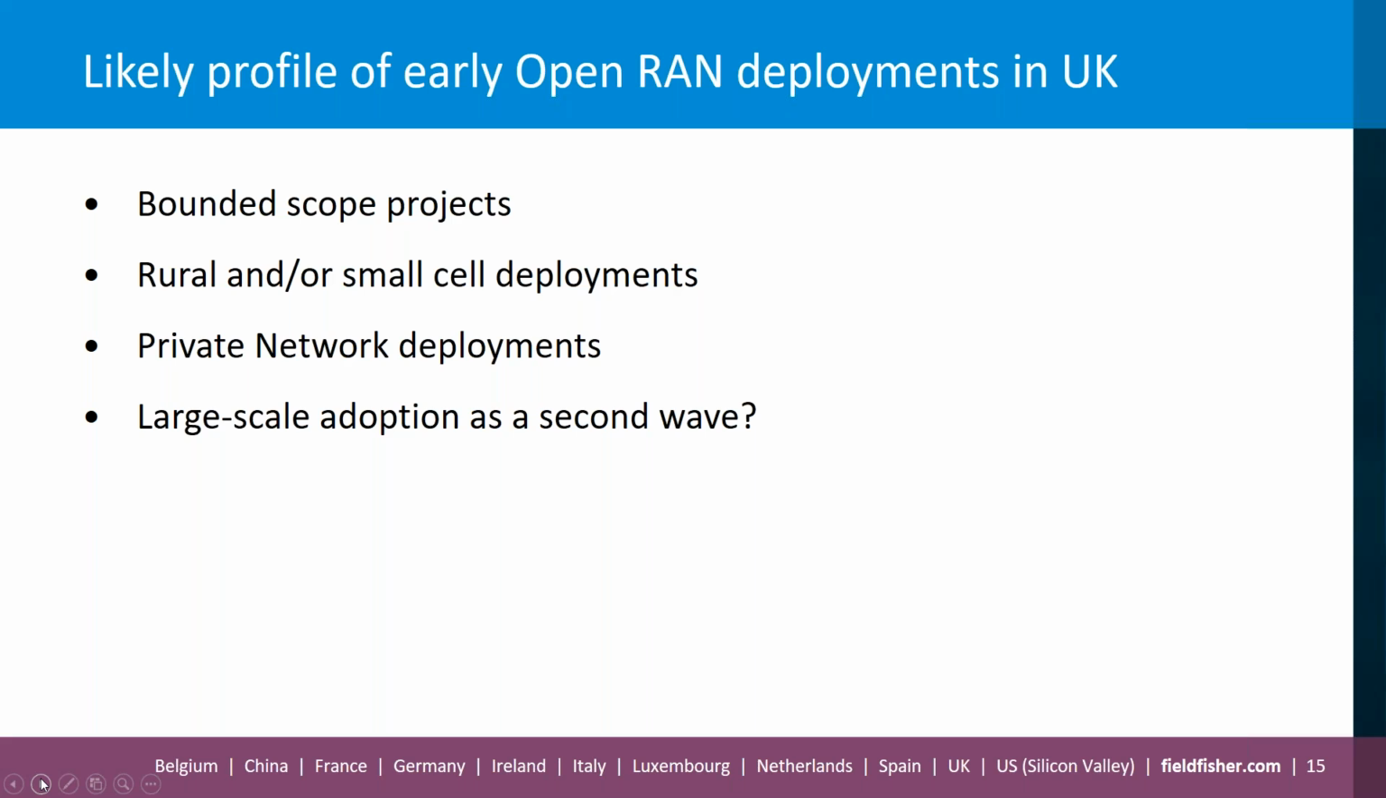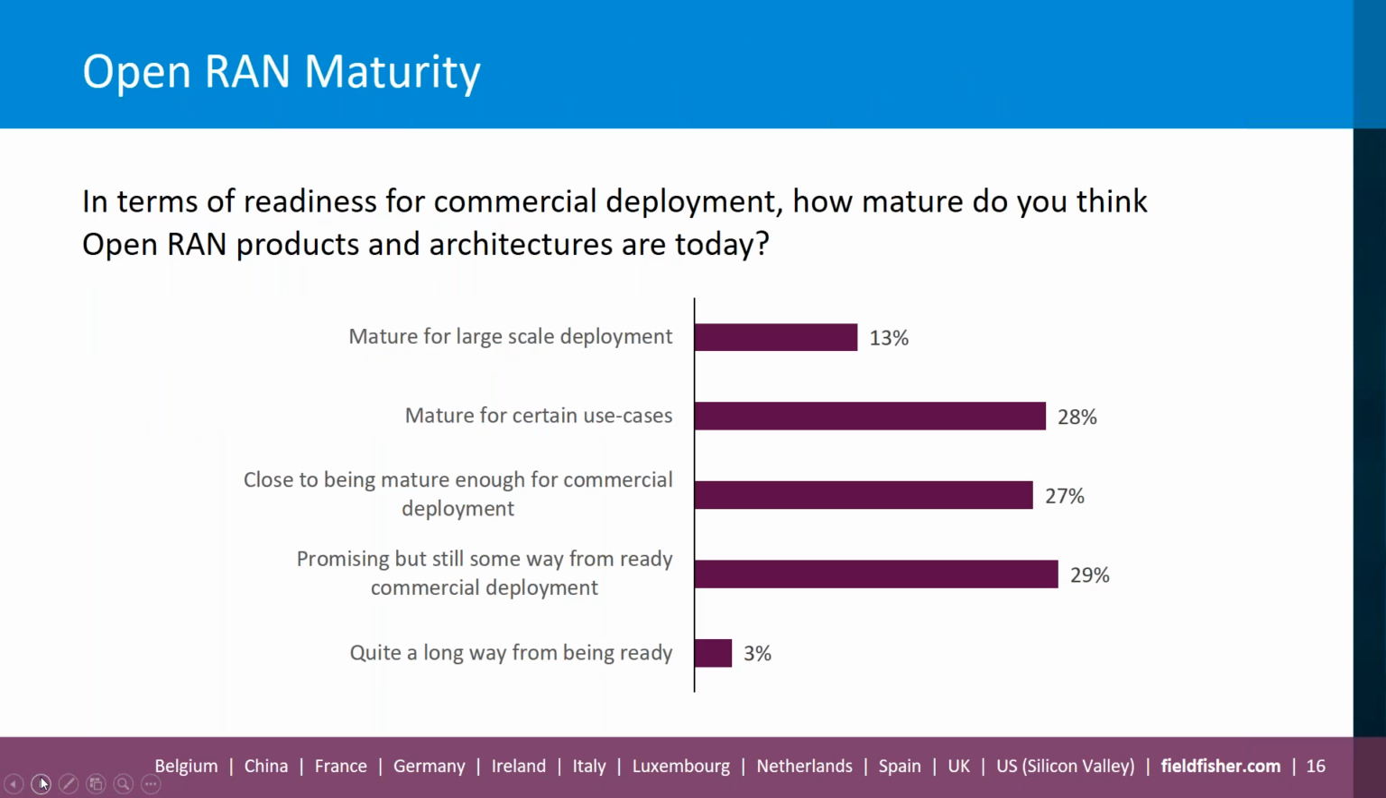again is a heavy reading slide. So we can just go to the next slide. Yeah, so vendors were asked, in terms of readiness for commercial deployment, how mature do you think Open RAN products and architectures are today? So only 13% of vendors think it's mature for large-scale deployment. And I think actually that may overstate the UK position, because this survey included jurisdictions like the US, China, and Japan, where they've gone for 5G standalone technology. So I think large-scale deployment isn't really going to happen anytime soon, and these more bounded scope deployments will probably be how the early adoption of Open RAN is going to pan out.